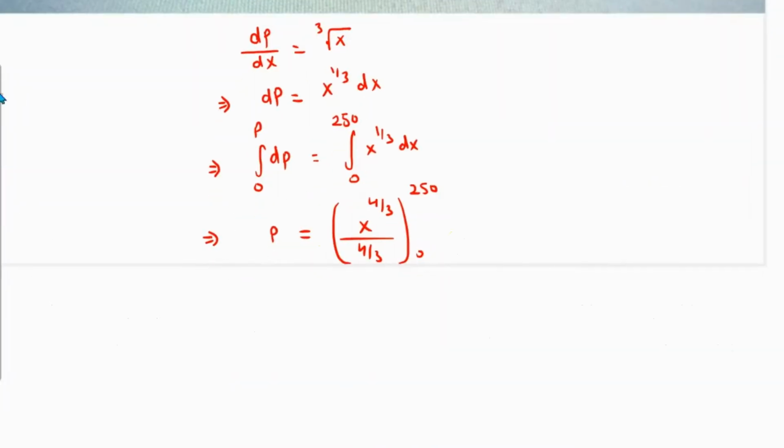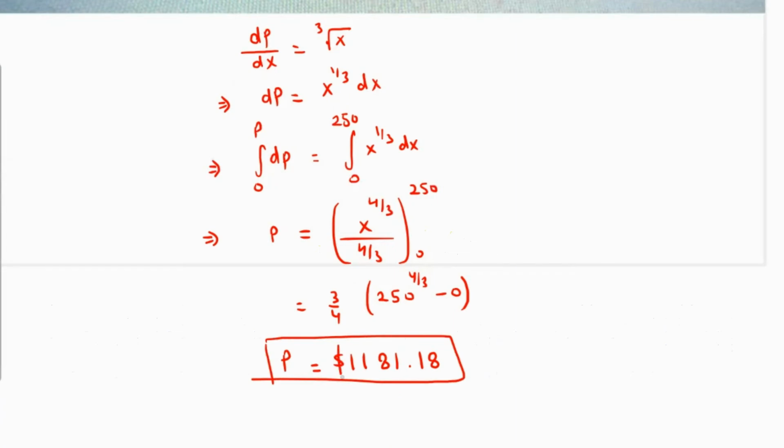So the 4 over 3 in the denominator is just going to come out as 3 over 4. And if we place the upper limit, that's going to be 250 raised to 4 over 3. The lower limit is just 0. So that's where the calculator comes in. So 250 raised to 4 over 3 times 3 over 4 is going to come out as 1181.18. That is the required profit in dollars. Thank you.